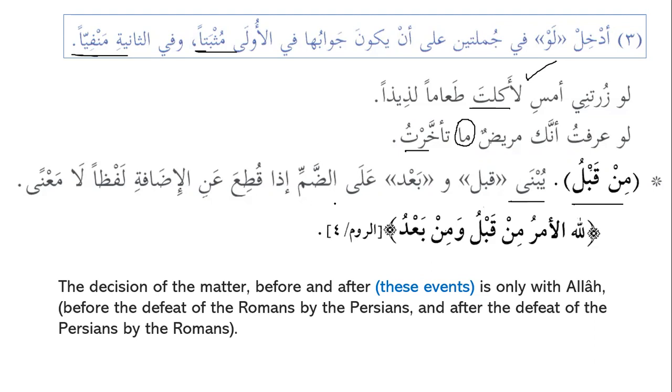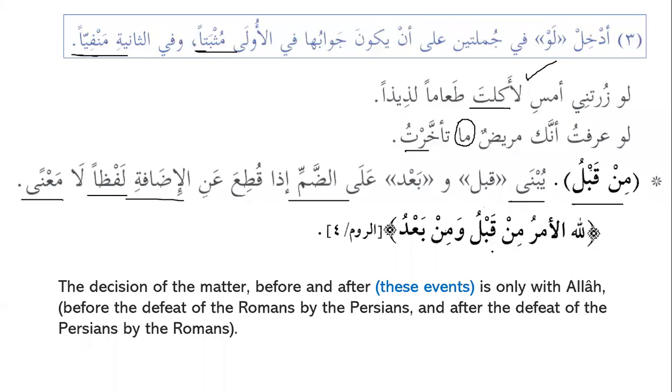So من قبل, similarly, قبل وبعد are fixed on dhamma when they are cut, or disconnected, from idafa, إذا قطعا عن الإضافة, لفظا لا معنى. That is, they are disconnected from idafa only in the word and not in the meaning. So that's what we need to know, and from this example, inshallah, we will understand what it means.